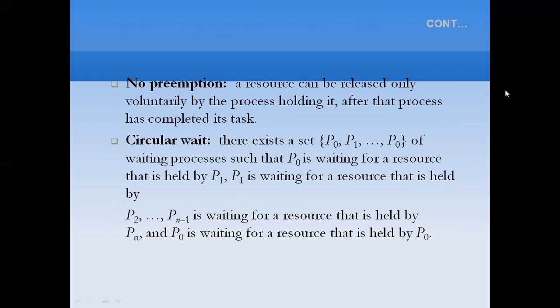Circular wait. A set of waiting processes P0, P1, P2, and so on till Pn must exist such that P0 is waiting for a resource held by P1, P1 is waiting for a resource held by P2, and so on, till Pn-1 is waiting for a resource held by Pn, and Pn is waiting for a resource held by P0. We emphasize that all four conditions must hold for a deadlock to occur. The circular wait condition implies the hold and wait condition, so the four conditions are not completely independent.